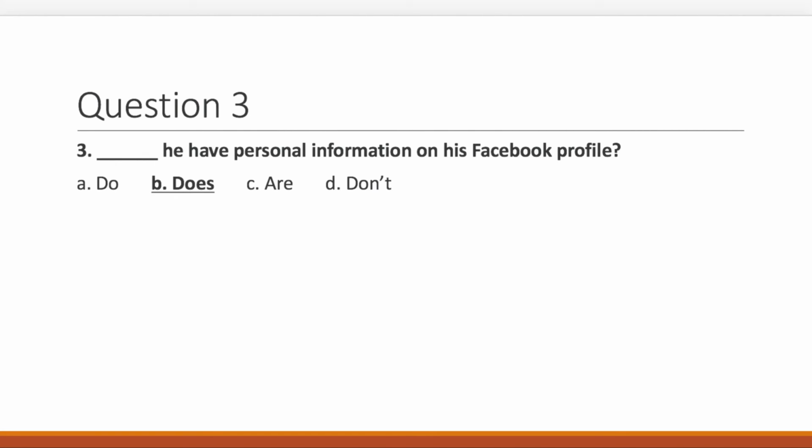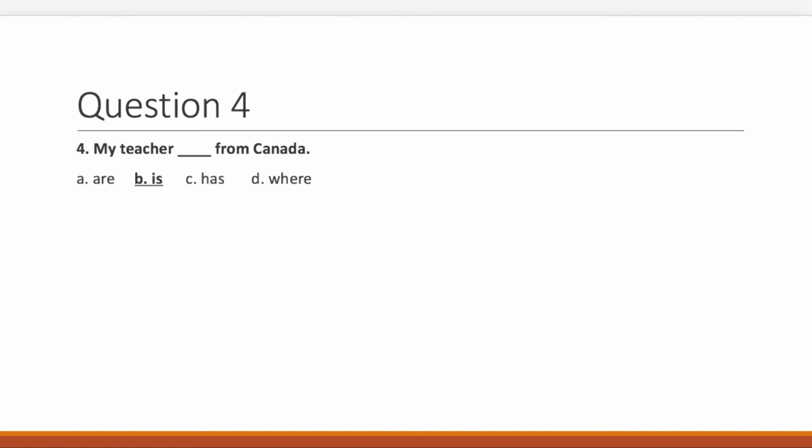Question 3. Blank, he have personal information on his Facebook profile? Again, we have a question and the main verb is have. We know that we need do or does. We look at the subject. The subject of our question is he, and so B is our correct answer. Question 4. My teacher blank from Canada. Again, my teacher can be he or she. Therefore, we know we need to use the singular form of be, which is. We're talking about where they're from, or location, so we know B is our correct answer.